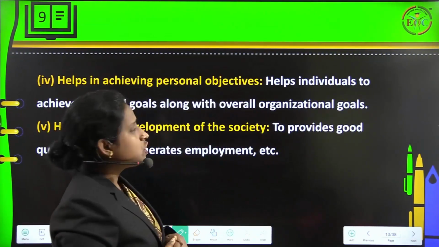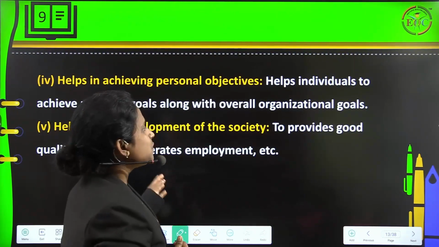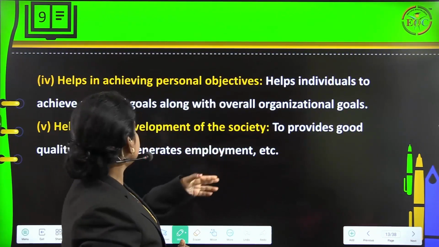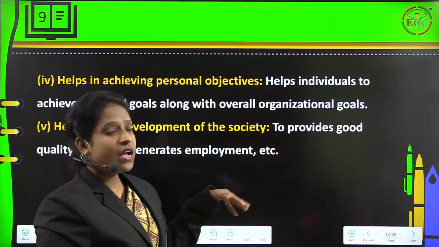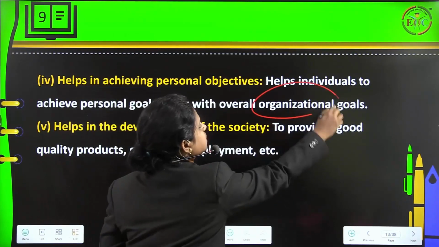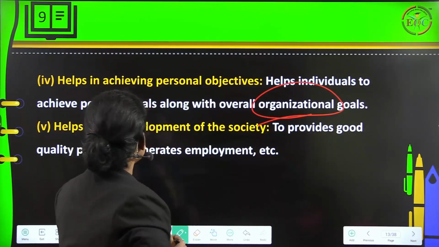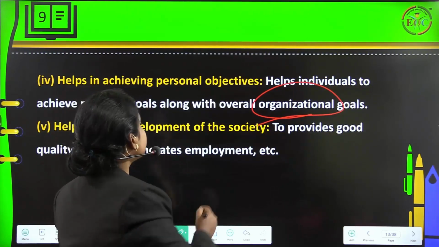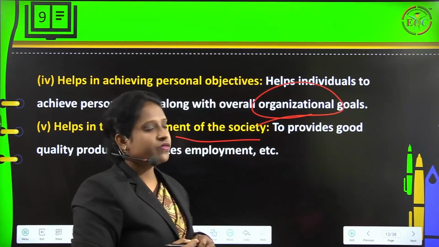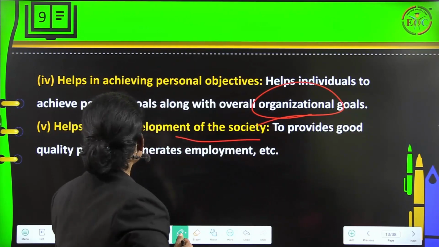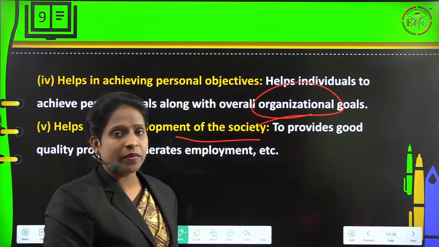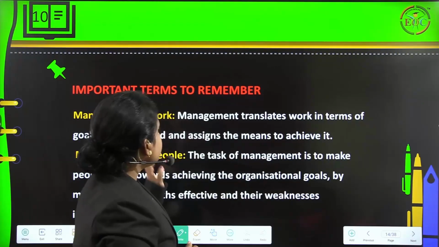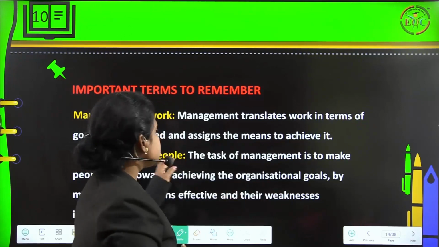Next, management helps in achieving personal objectives too, as we have learned in characteristics. So management helps individuals to achieve personal goals along with the overall organizational goals, right? And the next importance is that management also helps in the development of the society, because it provides good quality products, generates employment, etc. Then important terms to remember. So let's discuss about this.